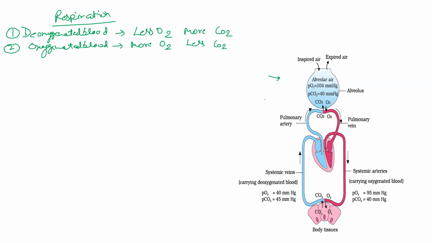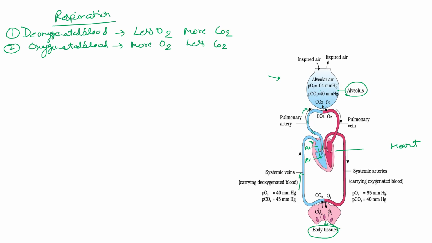Here is the NCERT diagram, which shows the exchange of gases as well as the partial pressure of O2 and CO2. This is the alveolus of the lung. Here is the heart, and this is body tissue. First, deoxygenated blood from body tissue enters the right atrium of the heart. Then from here, right ventricle. From the right ventricle, it goes to the lungs.